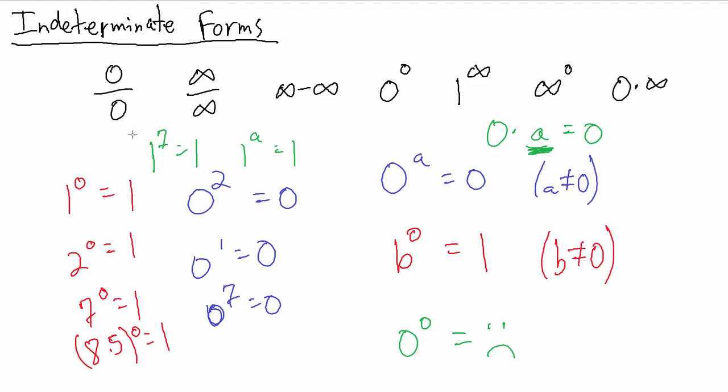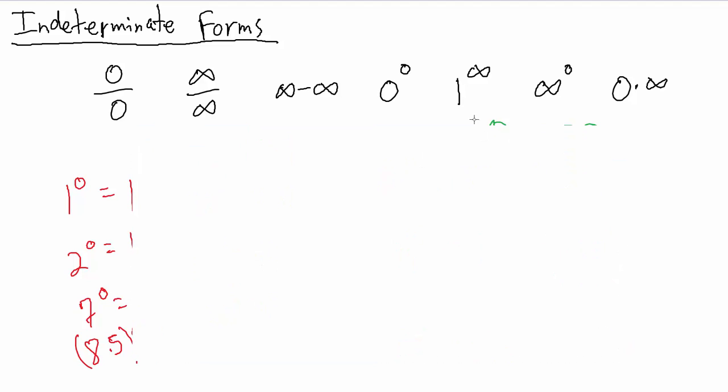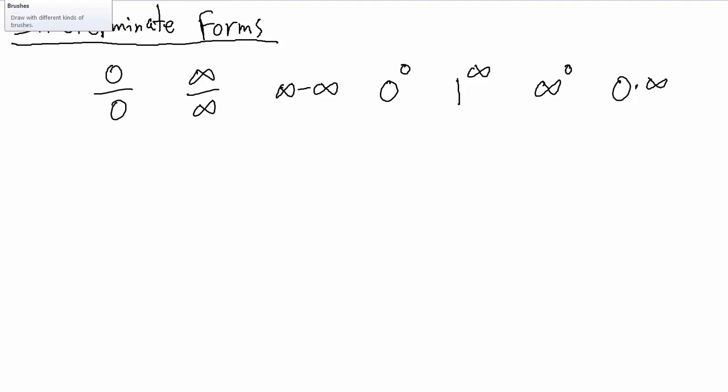Now, what's so significant about these indeterminate forms? Well, if you're evaluating limits, the first thing you always want to try is direct substitution. And if you do direct substitution and you get one of these 7 indeterminate forms, then that tells you that you can use L'Hopital's rule. Okay.